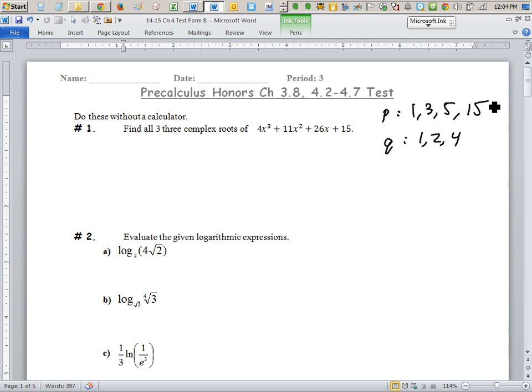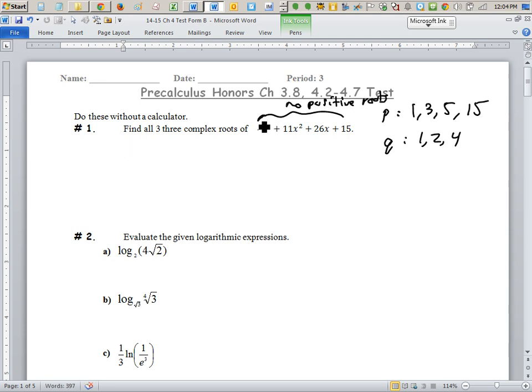Just to get this started, notice that there are all positive coefficients. Did you guys notice that? So that means I am definitely not interested at all in plugging in positive numbers. They're not going to work. That rules out half of my P over Q options right there. There are no positive roots. So that's a huge head start on the problem.